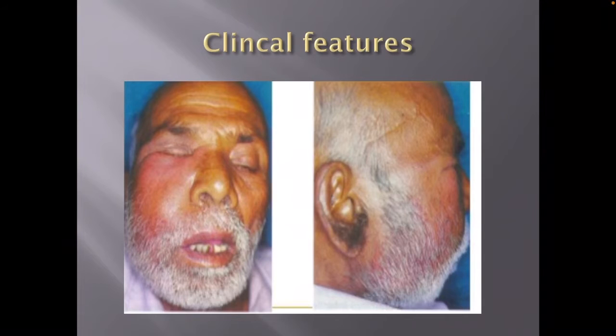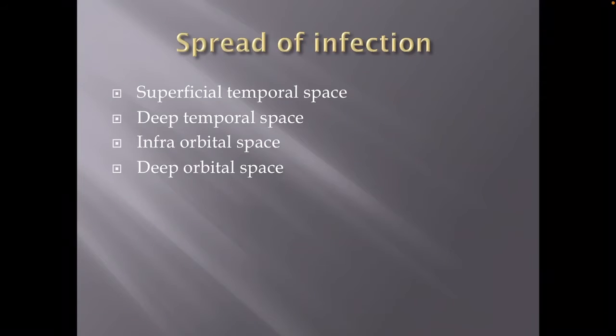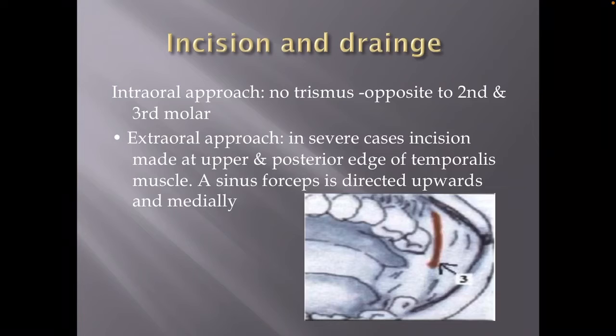Clinical feature: extraoral swelling over sigmoid notch area, intraoral swelling in tuberosity area and trismus. Spread of infection: superficial temporal space, deep temporal space, infraorbital space, deep orbital space.